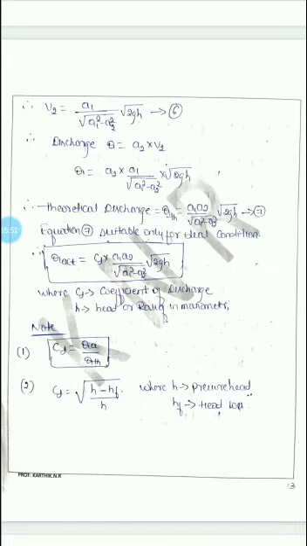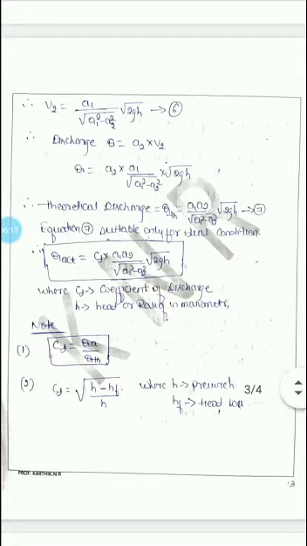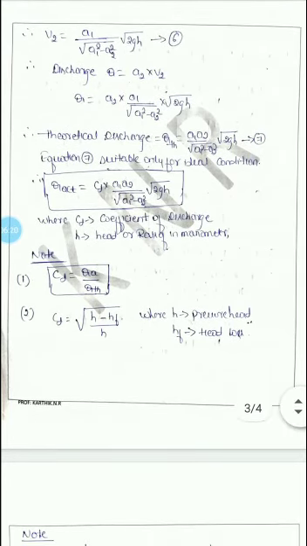Therefore, for non-ideal conditions, we need to consider the coefficient of discharge, that is Cd. The actual discharge Q actual is equal to Cd into A1 into A2 divided by square root of A1 square minus A2 square, into square root of 2gH, where H is the head or rise in the manometer. This is the discharge equation for the venturimeter.